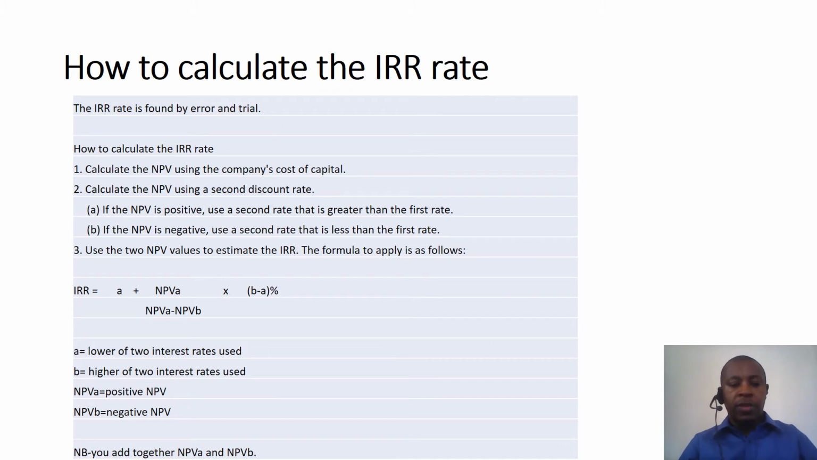NPV A is the positive net present value. NPV B is the negative net present value. Note, you should add both NPV A and NPV B.